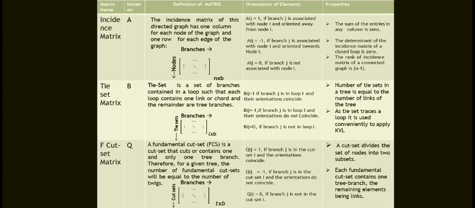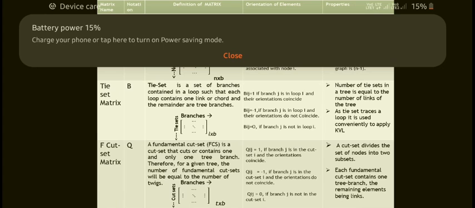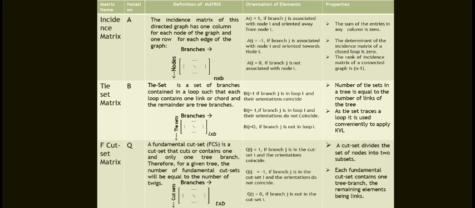Now the tie-set matrix. Tie-set is a set of branches contained in a loop such that each loop contains one link or chord and the remainder are tree branches. This is called the tie-set. So that means one dotted line is a must, and the rest are solid lines, that means the tree branches. So this is called the tie-set actually.